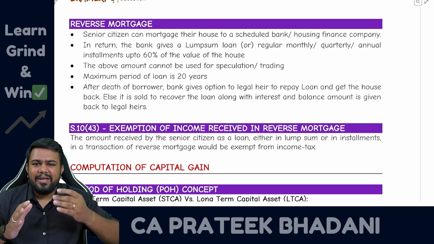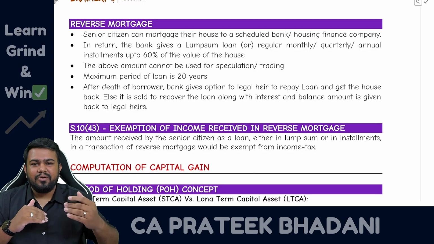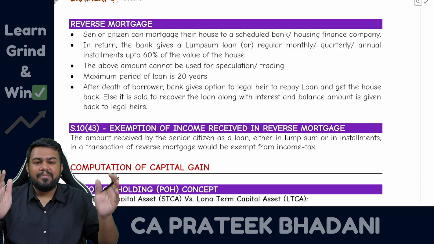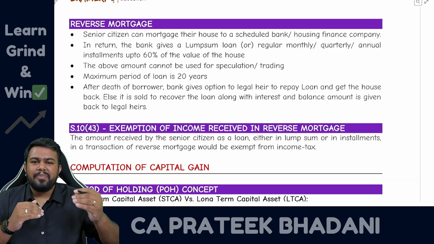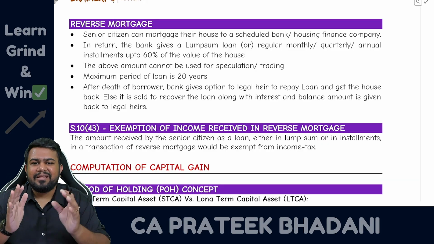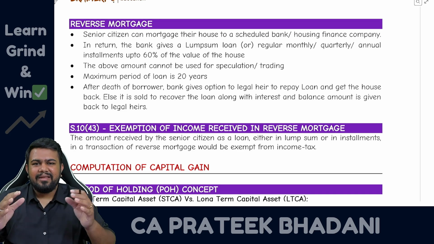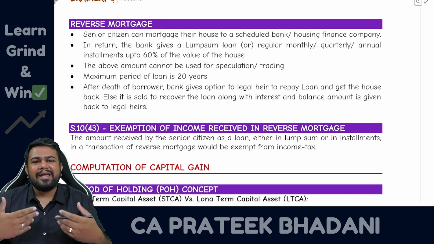This loan can be in monthly installments, quarterly installments, or a lump sum amount. For a period of up to 20 years, Jollu Tata will get the loan. Then he can use this money to take care of his expenses.